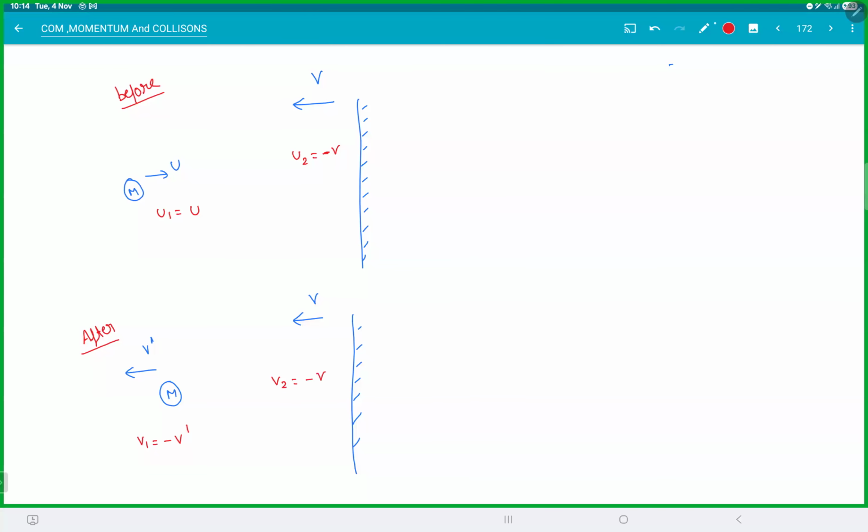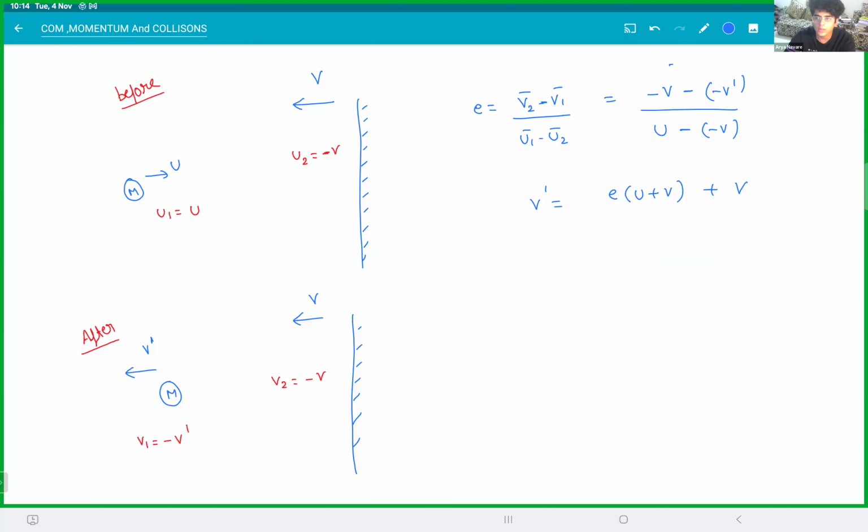Right positive, left negative. So E is equal to V2 bar minus V1 bar over U1 bar minus U2 bar. You have to substitute here with your velocity, the signs. V2 is minus V. V1 is minus of minus V dash. U1 is U. U2 is minus V. So from here you get V dash is equal to E into (U plus V) plus V.